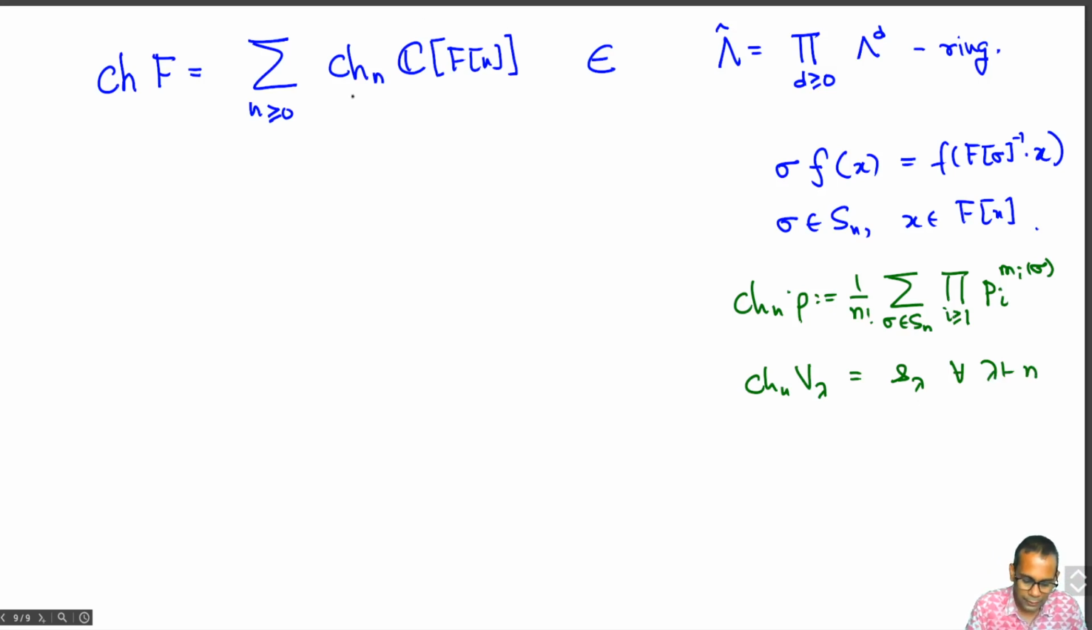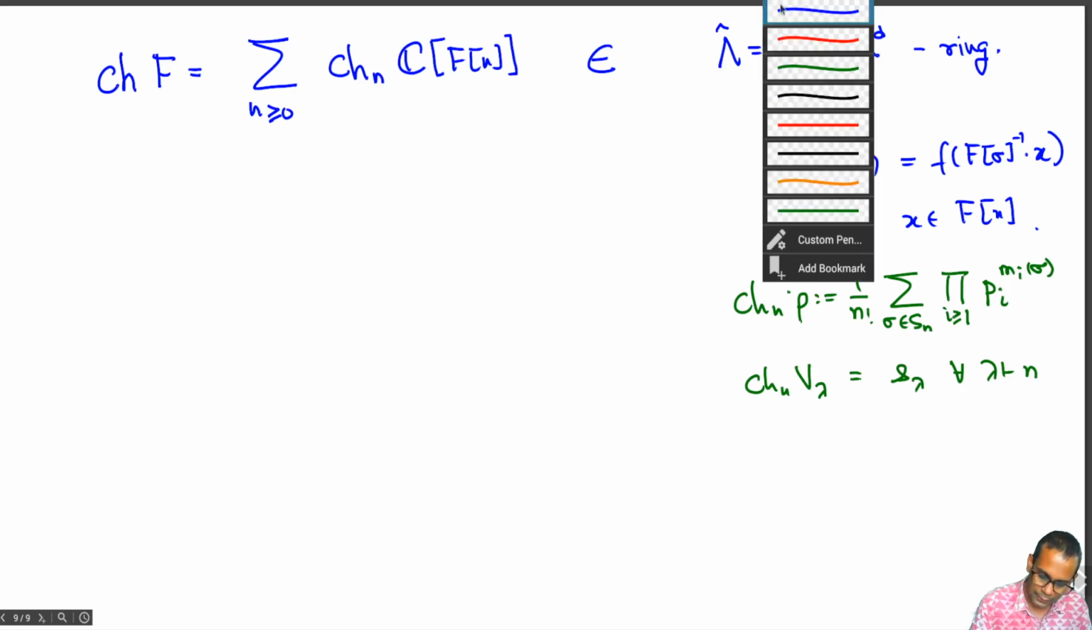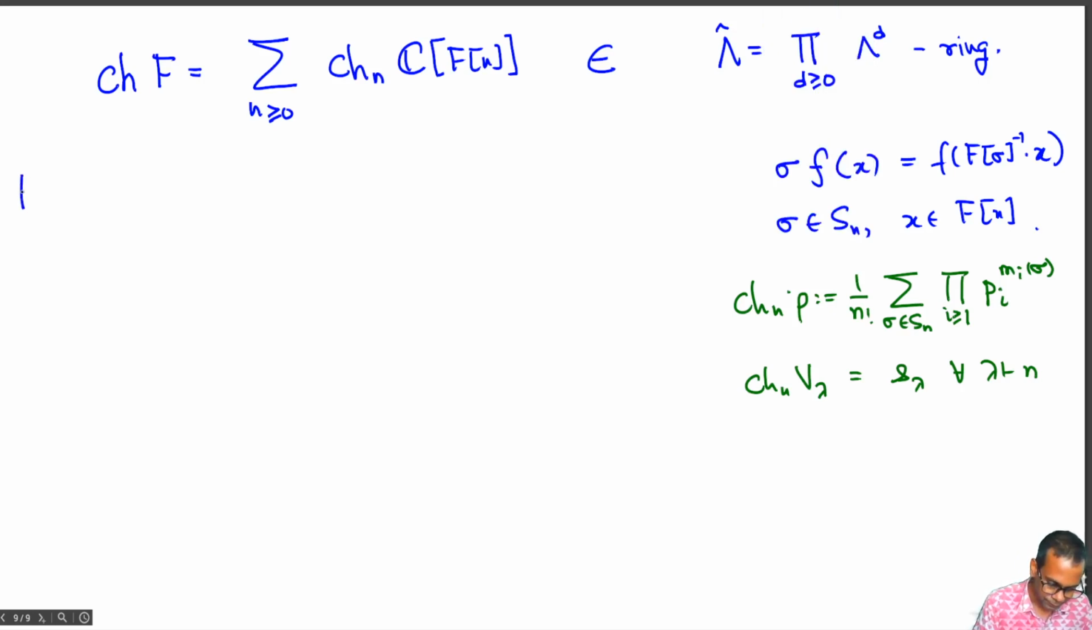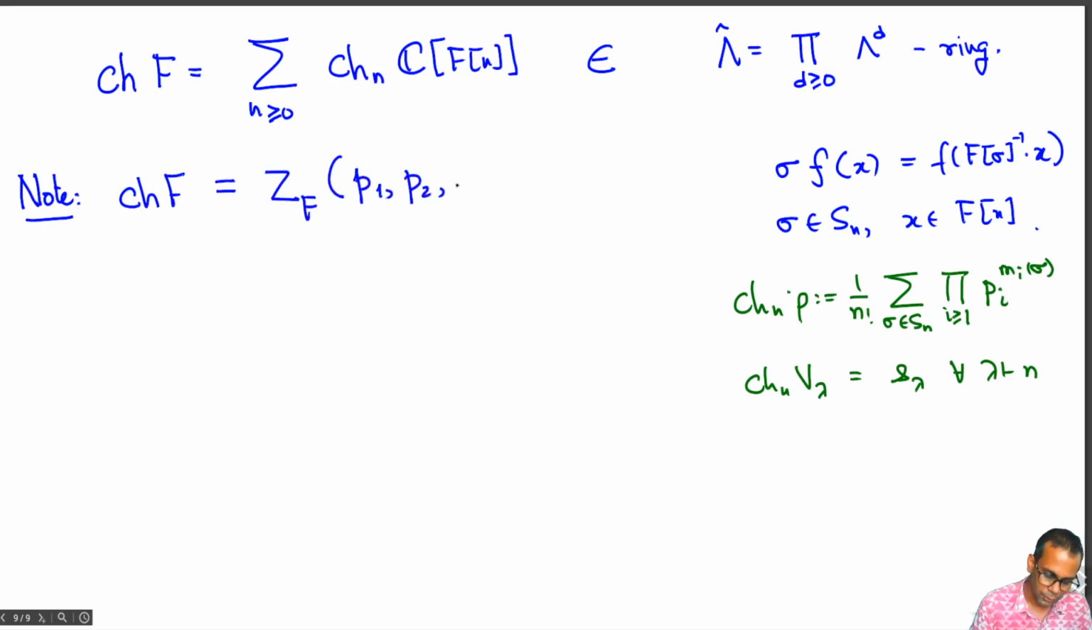So this is a homogeneous symmetric function of degree n. And this I call the total characteristic of the species F, the characteristic generating function of the species F. But from this definition, what you see is that the total characteristic of F is just Z_F of p_1, p_2, and so on.